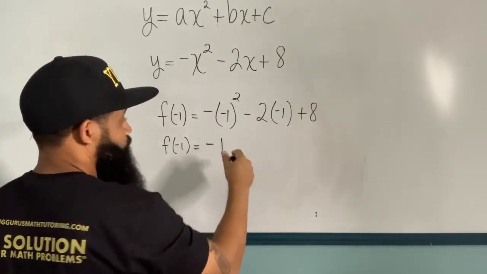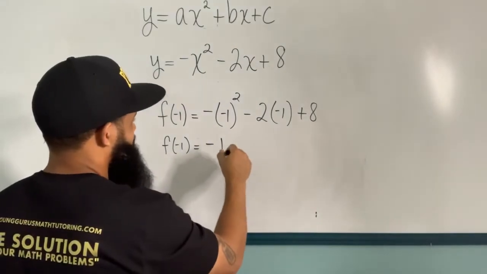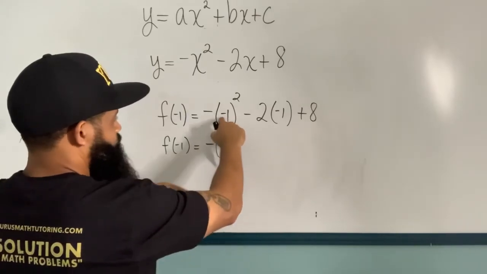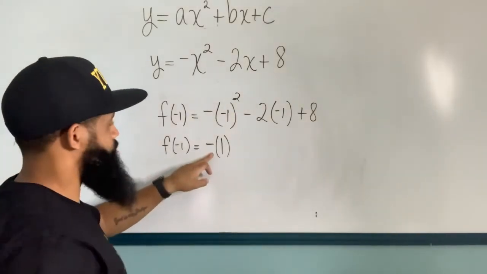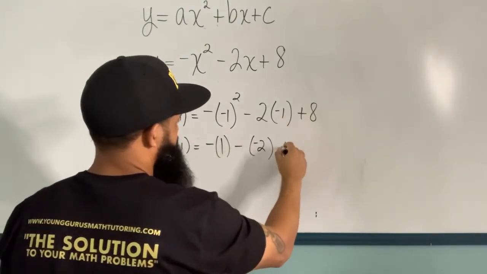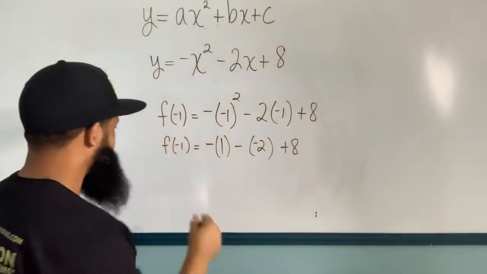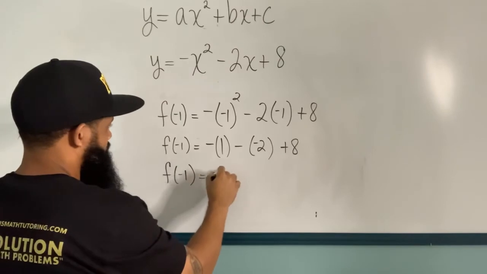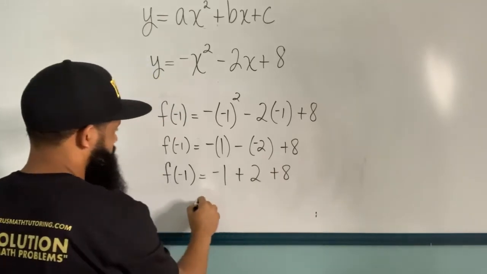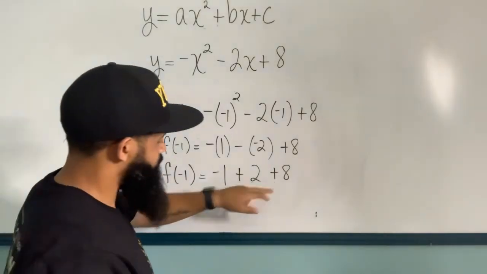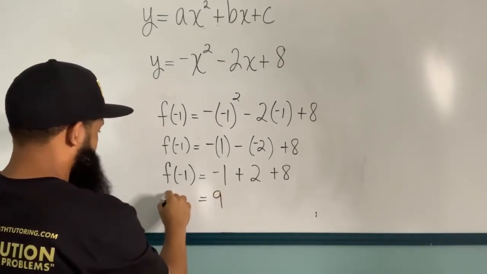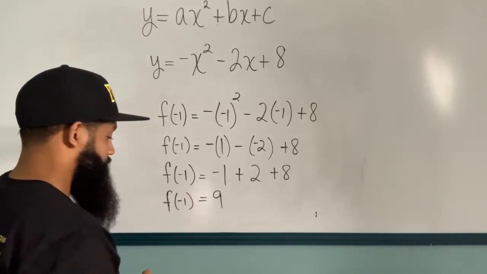-2 times -1, well, whenever we subtract a negative, it's just like adding. So technically, let's write it like this. This would be the opposite of +1, where the +1 comes from -1 to the second power. Keep the negative sign out there. Then we say -2 times -1 is +2, and then plus 8. All right, let's simplify that now. f of -1 is -1 plus 2, which is 1, and 1 plus 8 is 9. So f of -1 is 9.